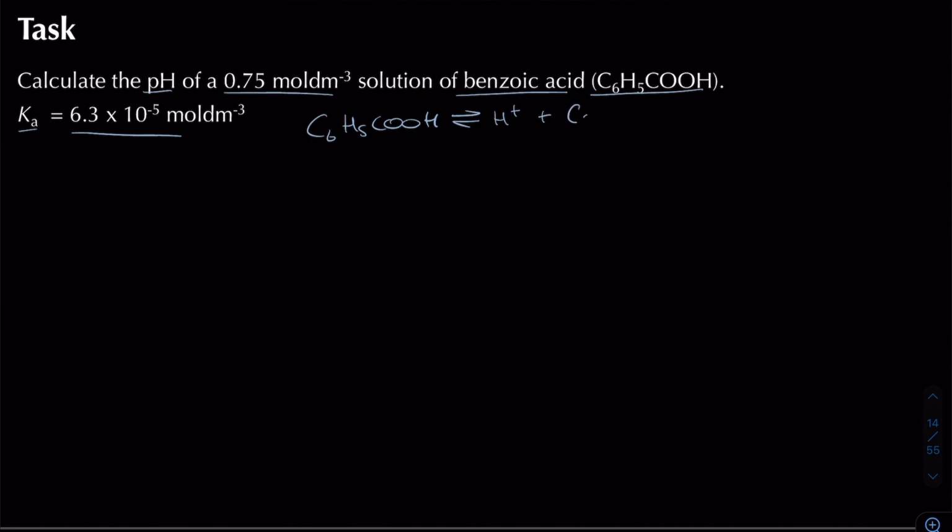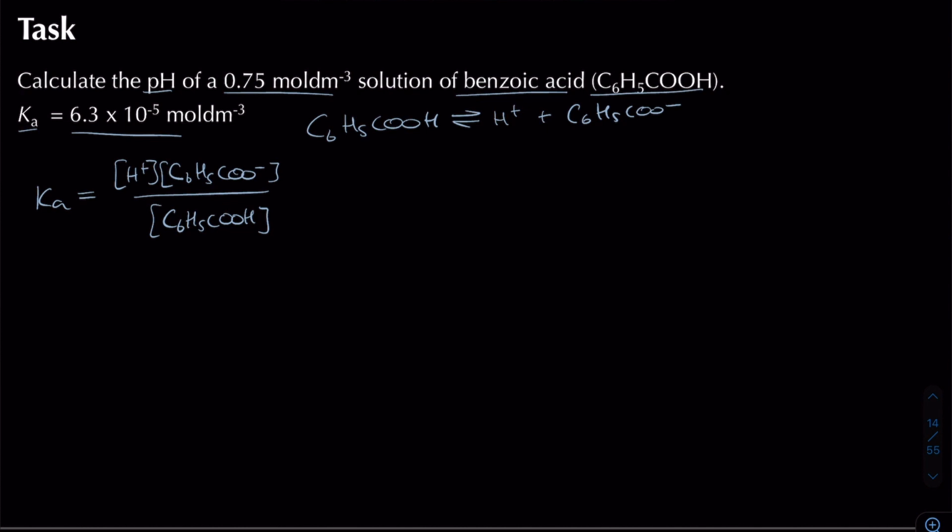So we've got C6H5COO minus in that case, right? Now I can see over here that I've got a weak acid, and if I were to look at my Ka expression, I would have Ka being equal to the concentration of H plus times the concentration of benzoate ions, which is C6H5COO minus, divided by the concentration of benzoic acid, which is C6H5COOH, and so I end up with the following.